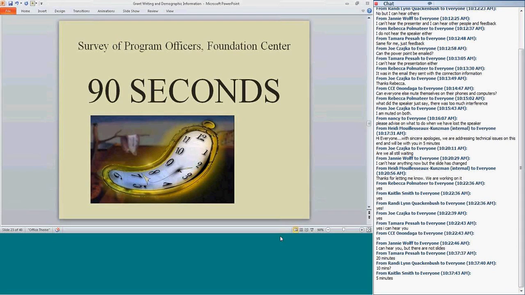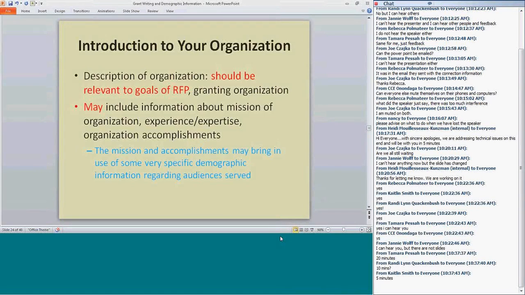But the point is, it's really important to make that good first impression, and if data helps you do that and really says, hey, check this out, this is why you should be thinking about us instead of the 50 other grants that you're looking at, this is where to do it.